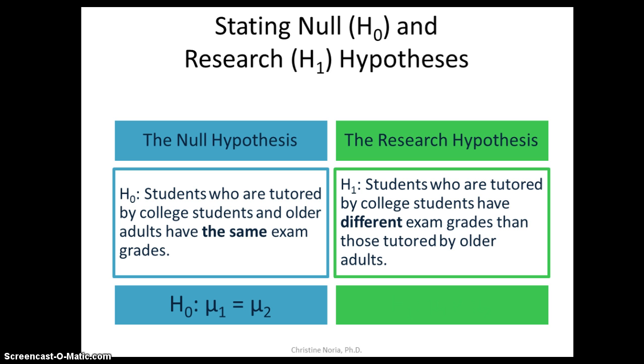If we wanted to state these hypotheses symbolically, then we would say H sub 1, where you see mu sub 1 is not equal to mu sub 2. And that's how we state that they're different in symbols.